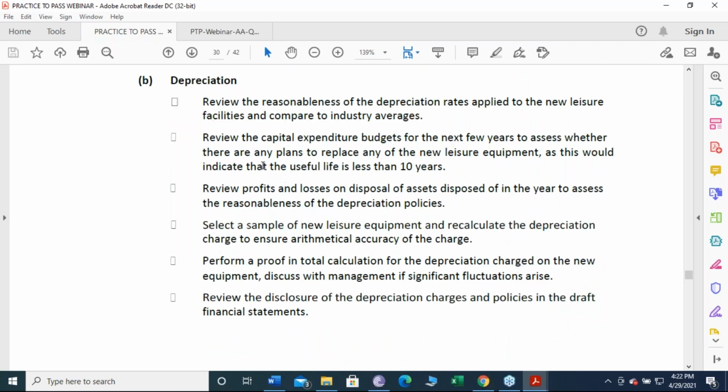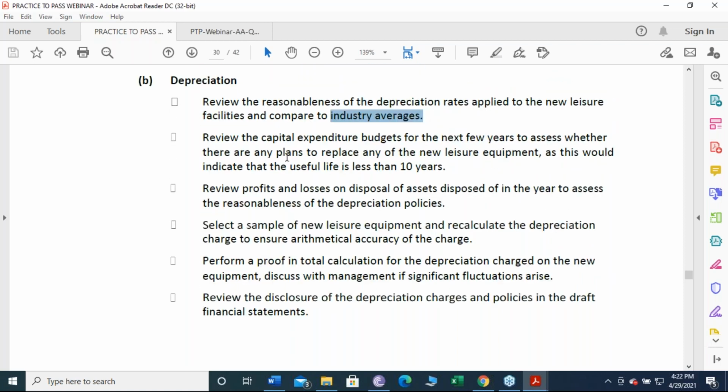Okay, let's read the easier procedures first. Review the reasonableness of the depreciation rates applied to the new leisure facilities and compare to industry average. So this procedure is all about the depreciation rate. What is it? This is analytical procedure. You are comparing the depreciation rate of your client with the industry average.